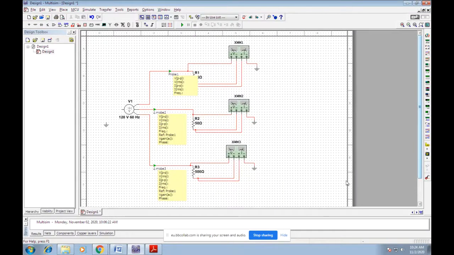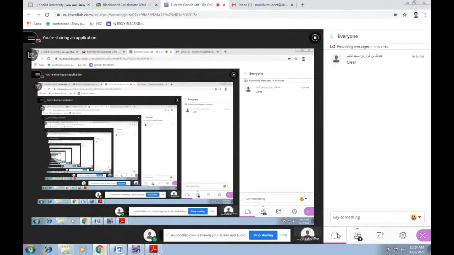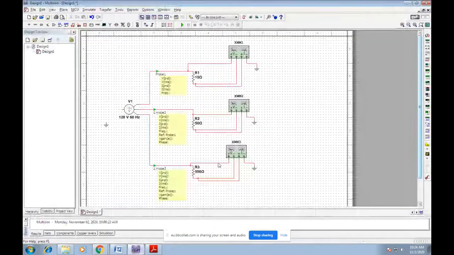Understand? Yes, brothers. So here you can say this is the resistor. The load is resistor, right? So let me check if there is any question. Yes, clear. So let us continue then.